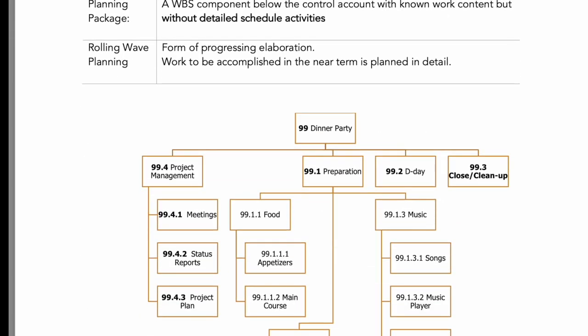This is the example which we did for the WBS. You guys prepared the WBS for this. This is one of the WBS which I liked and I put it out for you.